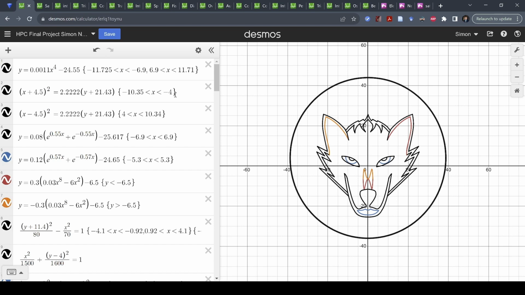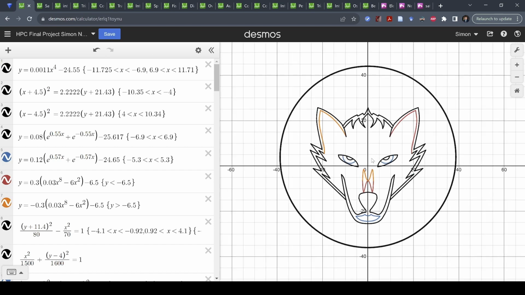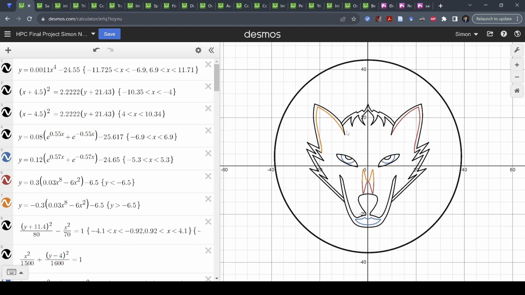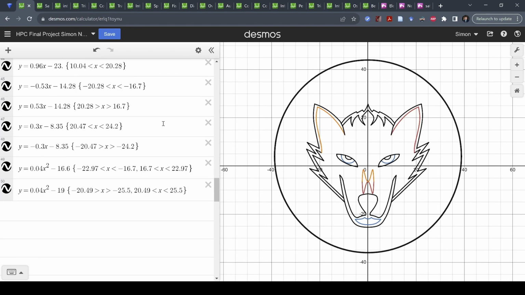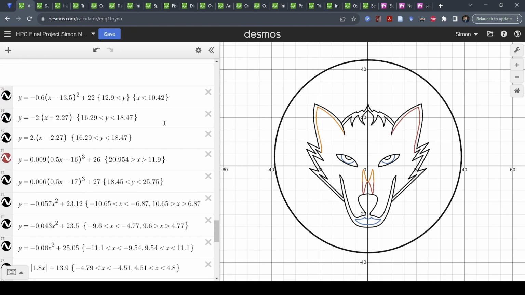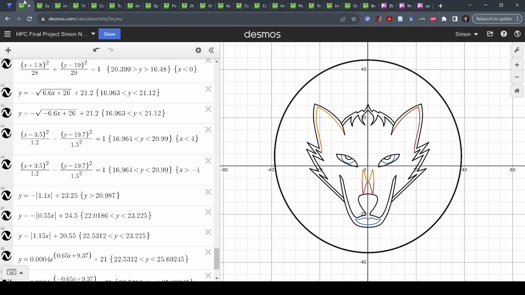This is actually a project from a class I took a few years ago, and it was our final exam project, but it's really part of what got me so excited about Desmos to begin with. I made a little wolf out of all of these equations, mostly hyperbolas. Some of them rotated and other stuff, but this was a really fun project.